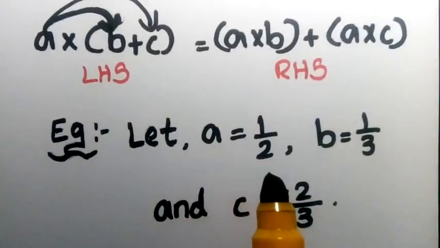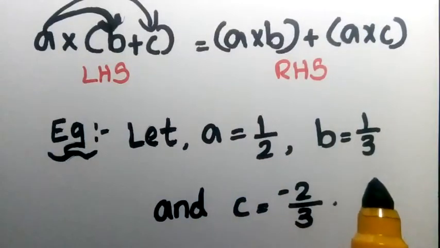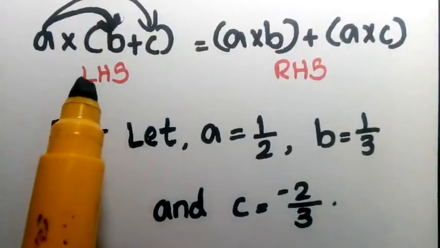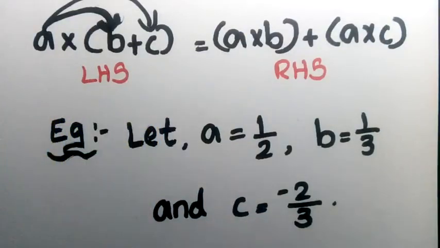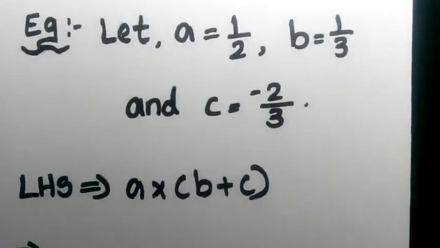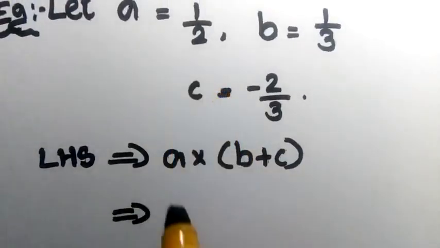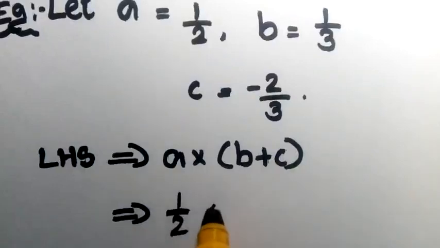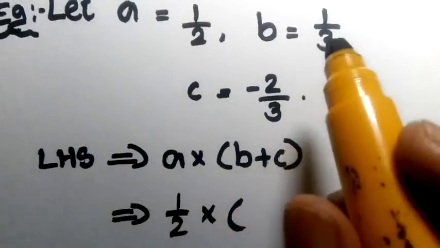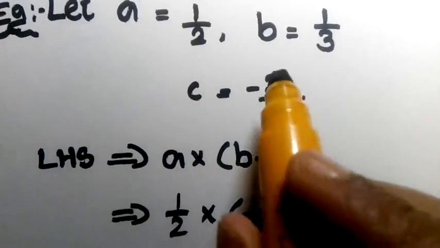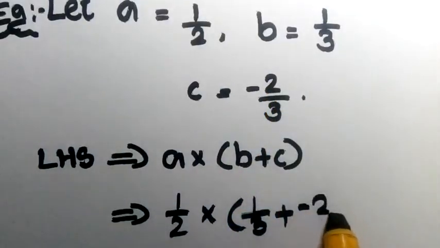Let A is equal to 1 by 2, B is equal to 1 by 3 and C is equal to minus 2 by 3. You can take any rational numbers. First we will check the LHS. A into B plus C, which implies A, 1 by 2, into B, 1 by 3, plus C, minus 2 by 3.